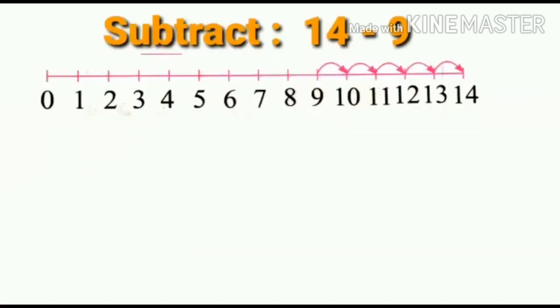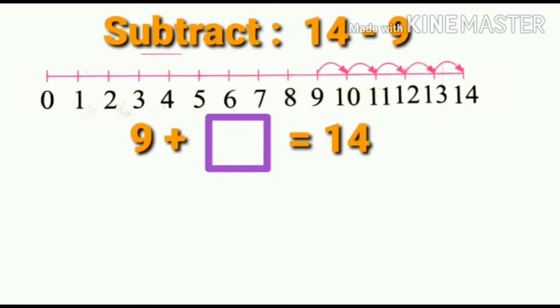Let us subtract 14 minus 9. So children, 9 plus which number will give us 14? Let us see. We will start jumping forward from number 9 to number 14. 1, 2, 3, 4 and 5. So we have made how many jumps? 5 jumps. So our answer is 9 plus 5 is equal to 14. We have used the forward method here.